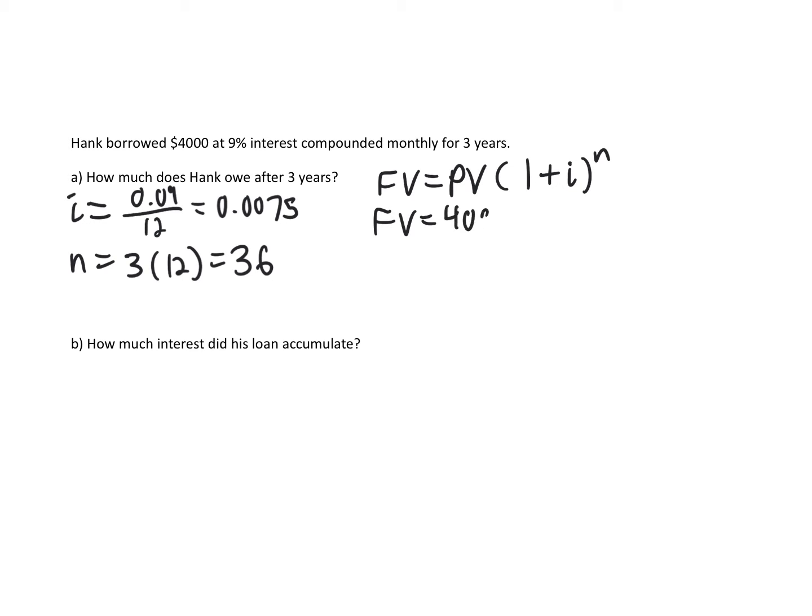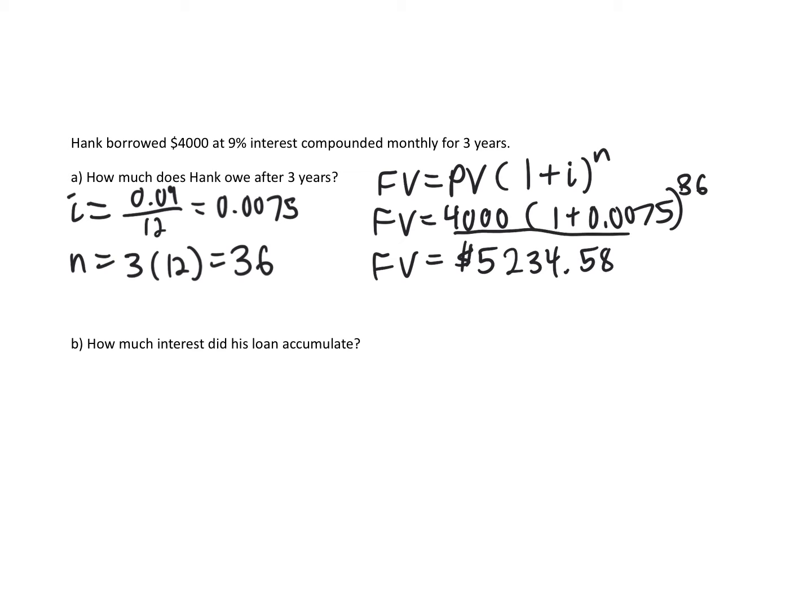Present value was $4,000. Plug in your I and your n and calculate, and we get approximately 5,234.58 for our answer.